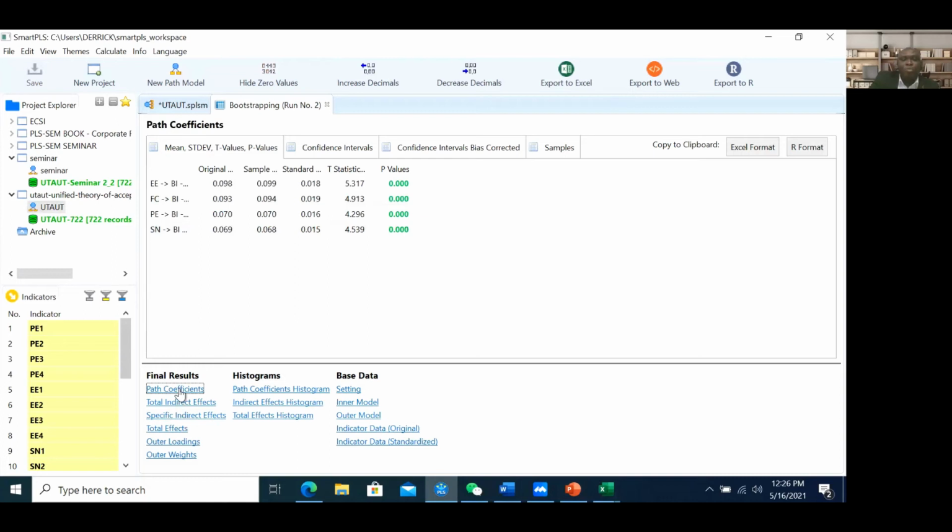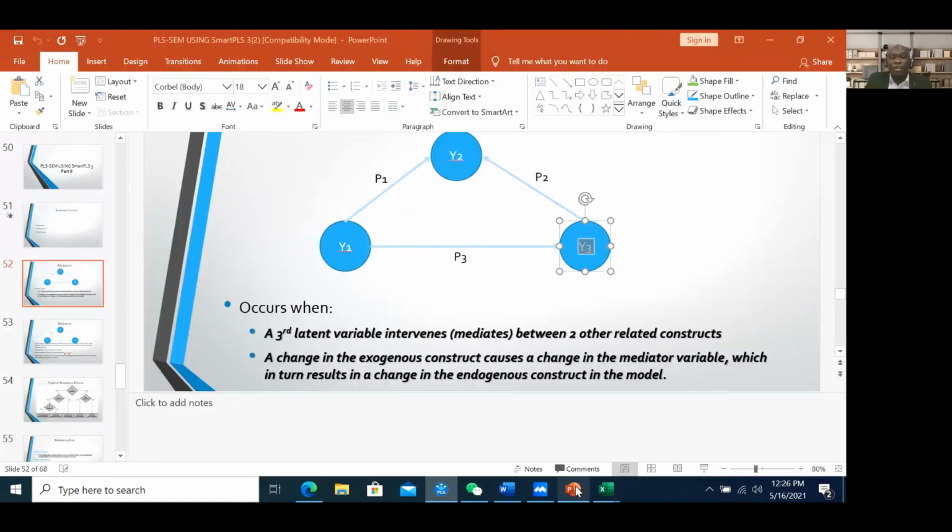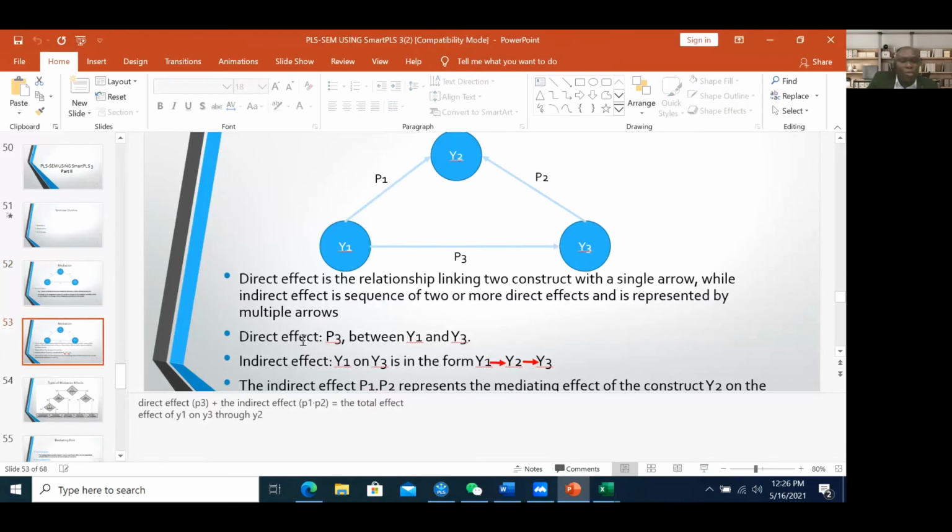Good. Now, in determining mediation, you use what we call direct effects and indirect effects. A direct effect is the relationship between two constructs with a single arrow. So between y1 and y2 is a direct effect. Between y2 and y3 is a direct effect. While the indirect effect is a sequence of two or more direct effects, which is represented by multiple arrows.